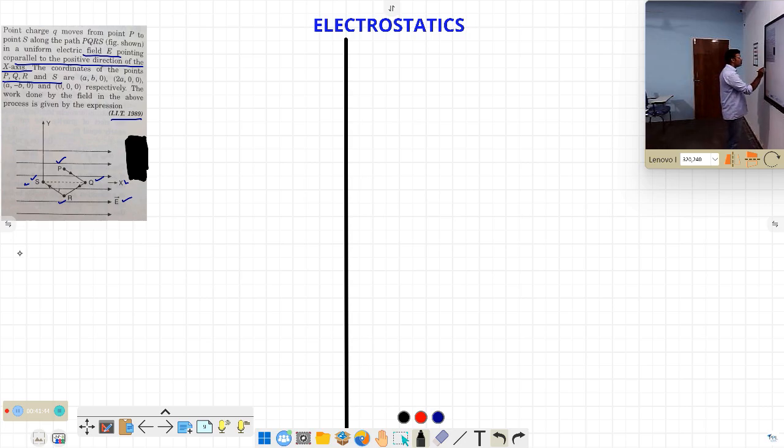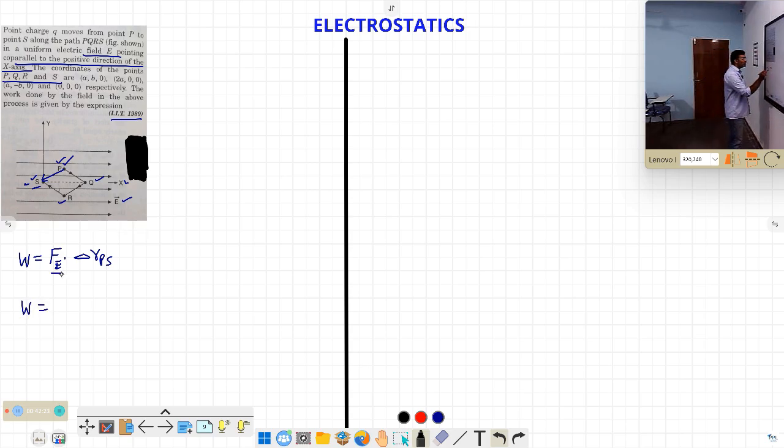In this case, the electric field is doing the work to move the charge. The electric field applies a force on the charge. So work done is equal to the force due to the electric field into the displacement. Initially it starts from point P and finally reaches S. Displacement means the shortest path, so this is the final displacement, the change in position from P to S. We need to find the answer for this.